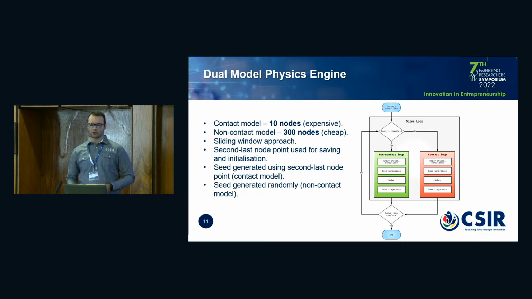So the seeds for the contact loop are set by using the values of all variables at the second last node point of the previous trajectory. This increases the chance of the optimizer actually finding a solution because of the small movements that take place when the foot is close to the ground. Randomizing this seed would make it very difficult for the optimizer to find a solution.